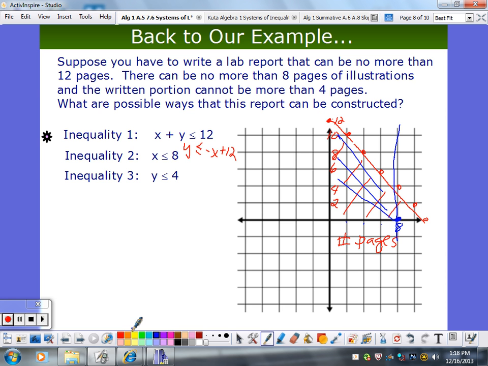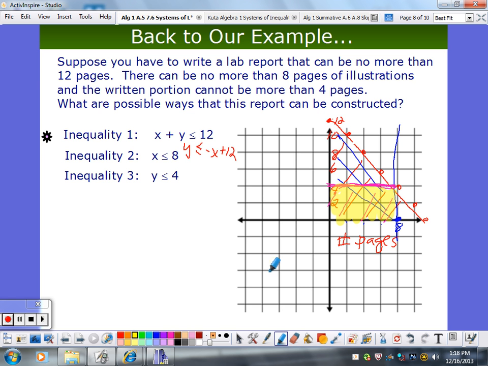And then I want a new color. Y less than or equal to 4. That's here. Again, solid line. So where are my possibilities? And here, right?